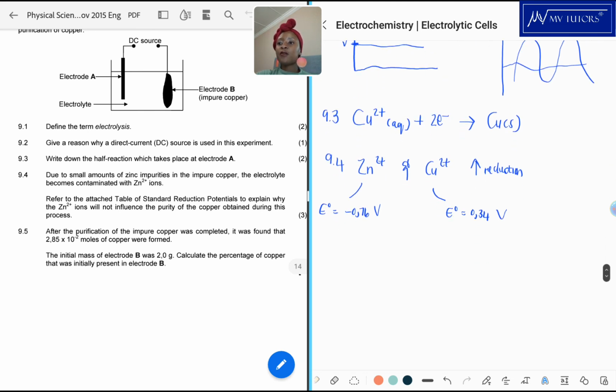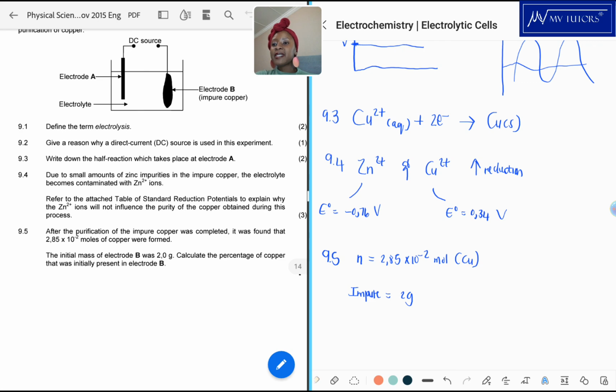And then it says, after the purification of the impure copper was completed, it was found that so many moles of copper were formed. So the number of moles that we have there is 2,85 times 10 to the power minus 2 moles of copper. Okay, this is the pure copper now. And it says the initial mass of electrode B, meaning the impure copper, is 2 grams.